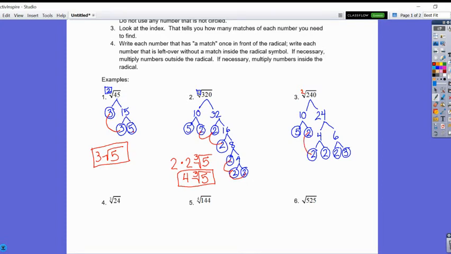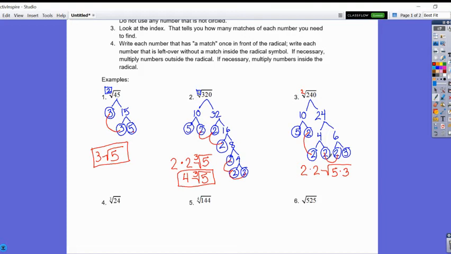So let's see, a match of 2's, and I can write that down once. A match of 2's here, we can write that down once. I've got a number 5 that's a prime. It doesn't have any other 5's to match up with, so that's going to stay inside of our radical. I also see that I have a 3 in my prime listing. I don't have any other 3's in my primes. That also has to be inside the radical.